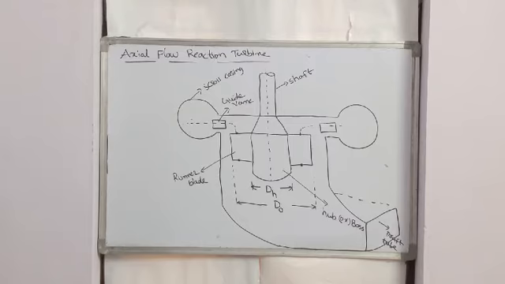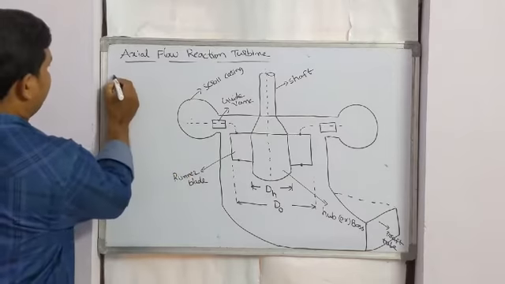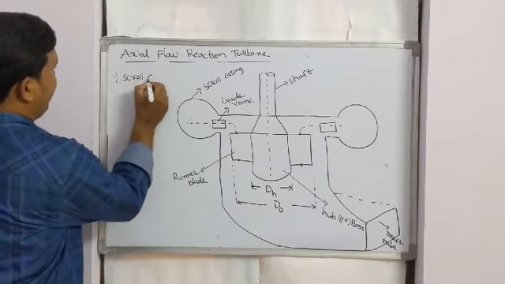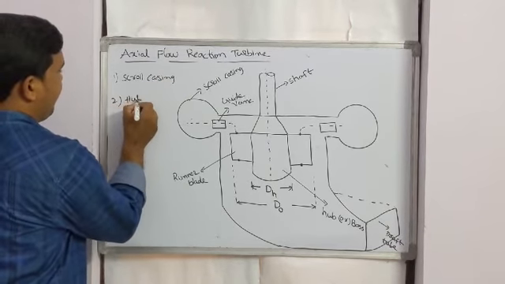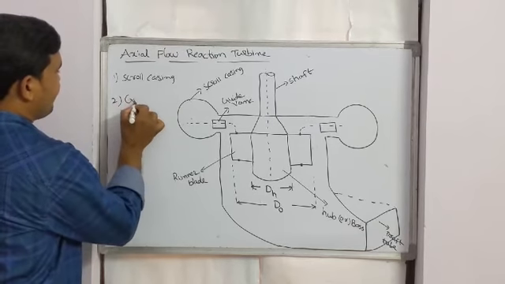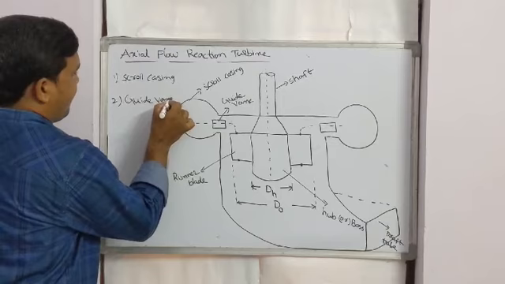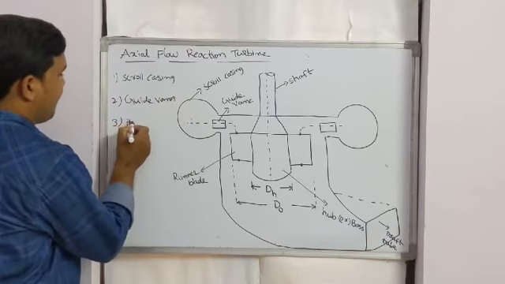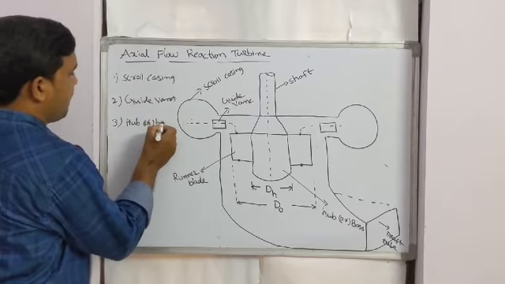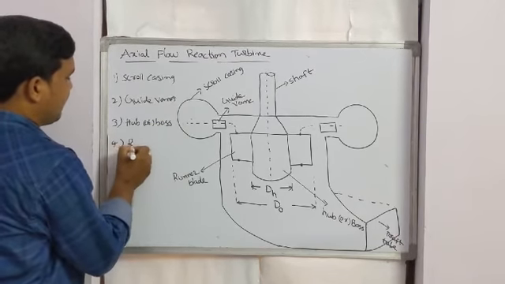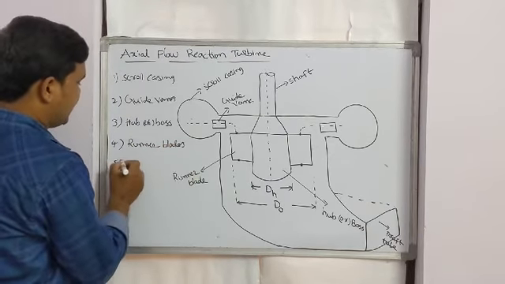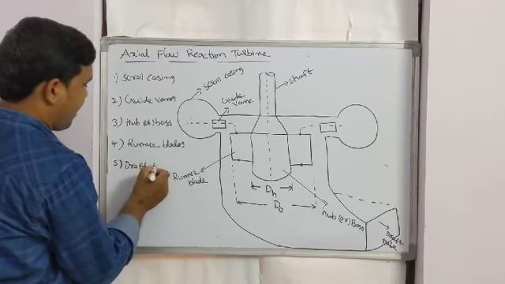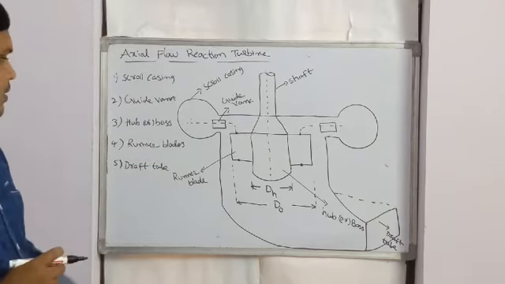Now, coming to the parts of the reaction turbine. The first one is the scroll casing, the second one is the guide vanes, the third one is the hub or boss, the fourth one is the runner blades, and the fifth one is the draft tube. One by one I will show.